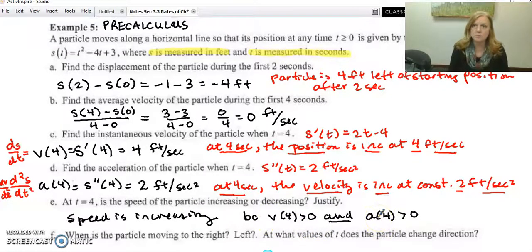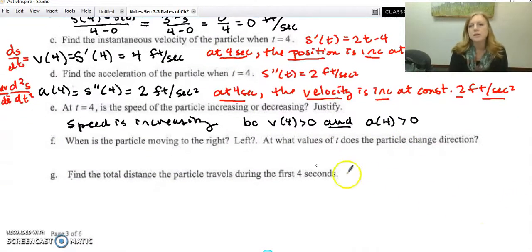When they work together, speed increases. When they work in opposition, different signs, then speed will decrease. But you need to have both of these statements in. You have to say both acceleration and velocity in order to get that speed is increasing.